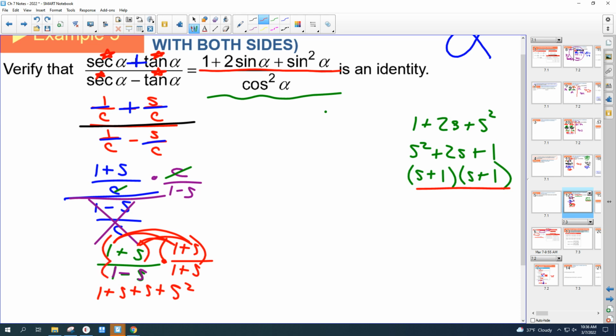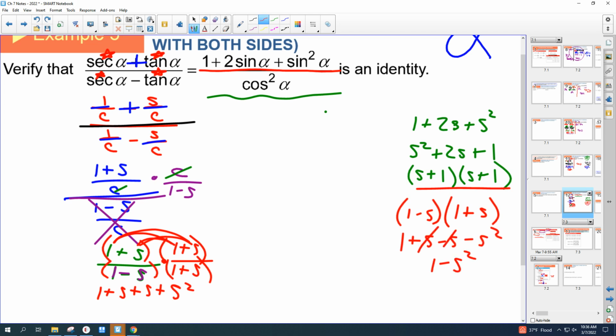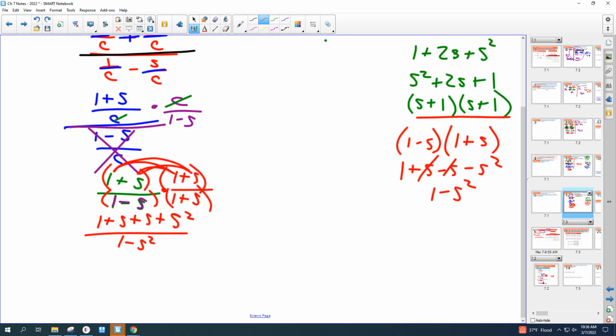On the bottom, if you've got 1 minus s, 1 plus s, I believe we've already done this. 1 minus s, 1 plus s. That's going to be 1 plus s minus s plus s squared. Those cancel. 1 minus s squared. There's my square and my 1. That's what the conjugate trick is good for. It's going to give me a 1 and a square. And I believe we already did that. 1 minus s squared is cosine squared. 1 minus sine squared alpha is going to be cosine squared alpha.